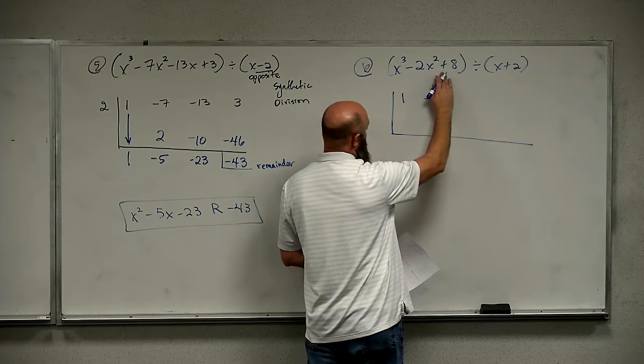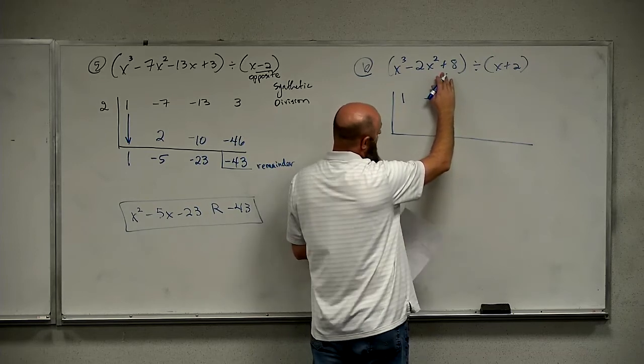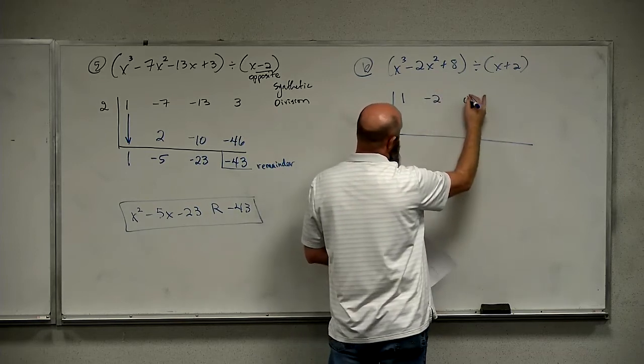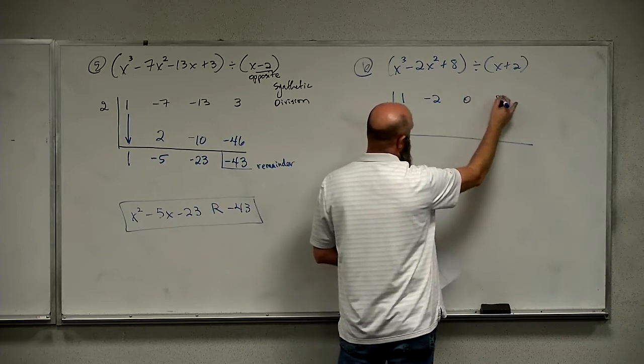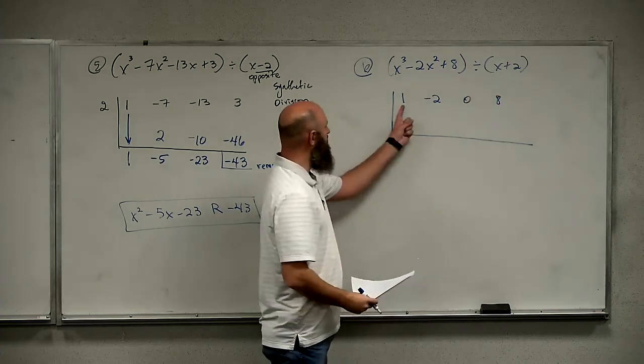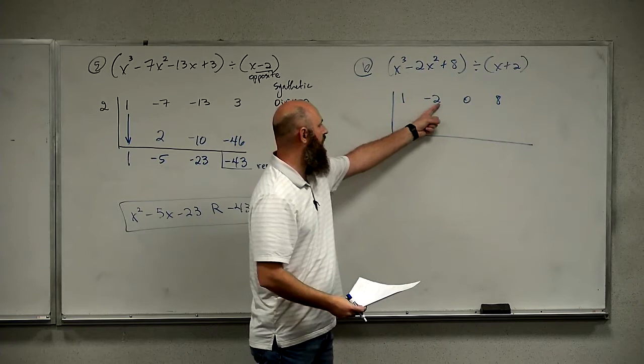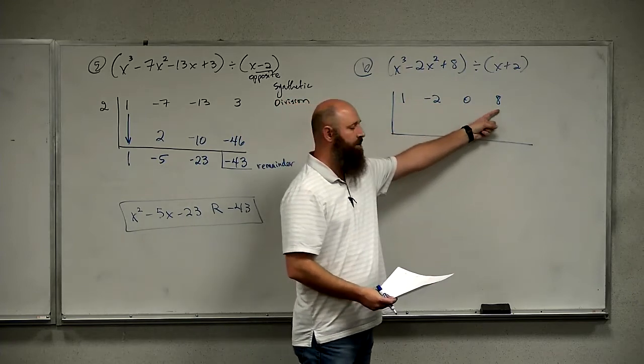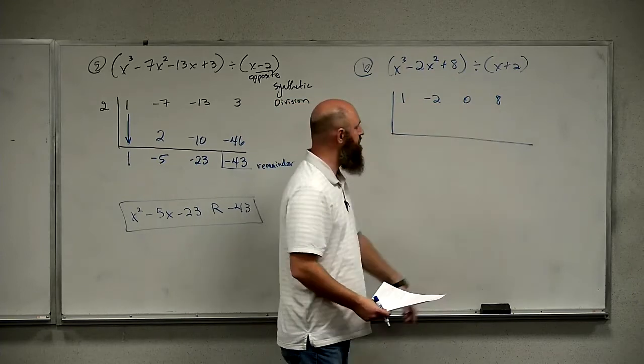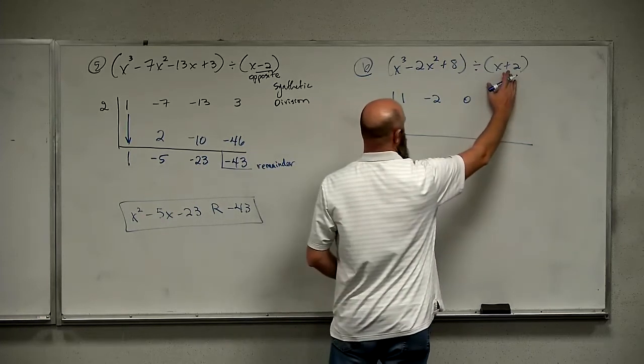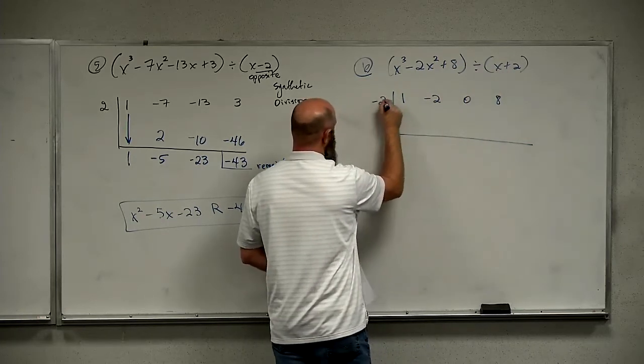But since I did not have an x with just an x or no power, we need to put 0 and then the 8. Okay, so this represents x to the third, x squared, x, and then a number without x. And then we do the opposite there. So negative 2.